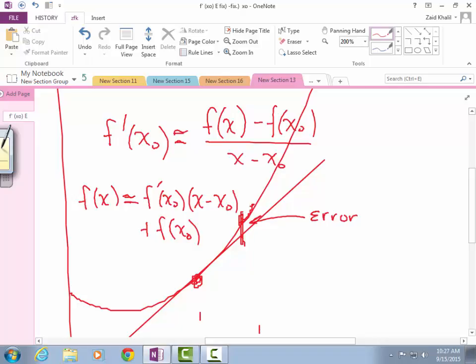So generally speaking, what x0 are we going to be looking at? 0. We're generally going to be looking at where x0 equals 0. So it becomes even simpler: in general, if x0 equals 0, then f of x is approximately equal to f at 0 plus f prime at 0 times x.